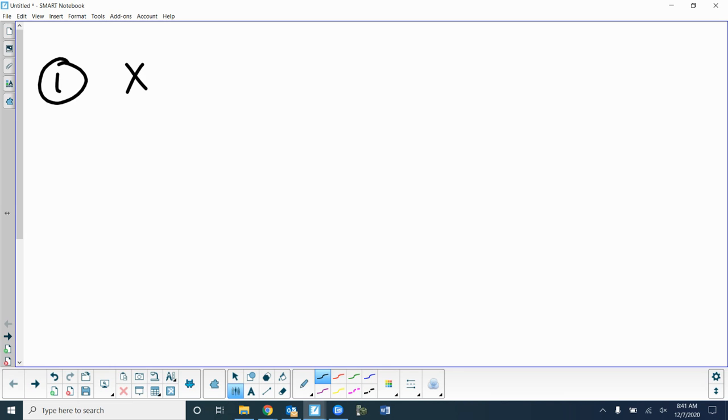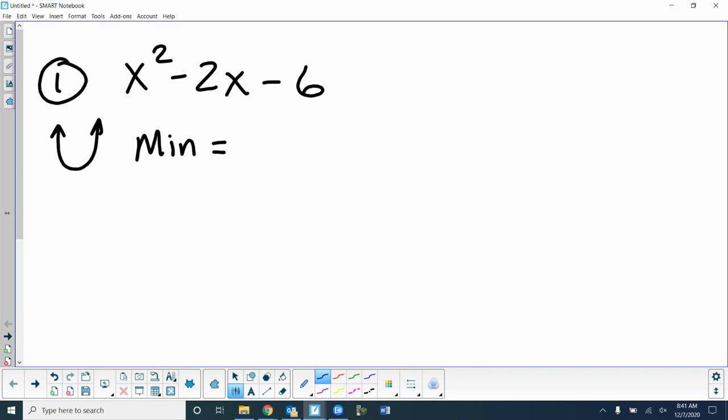So since A is positive 1, like we said, it opens up. That means we're looking for a minimum. Okay, we have to figure out that minimum. To figure out the minimum, we got to figure out the vertex. To figure out the vertex, we got to figure out the axis of symmetry first, right?